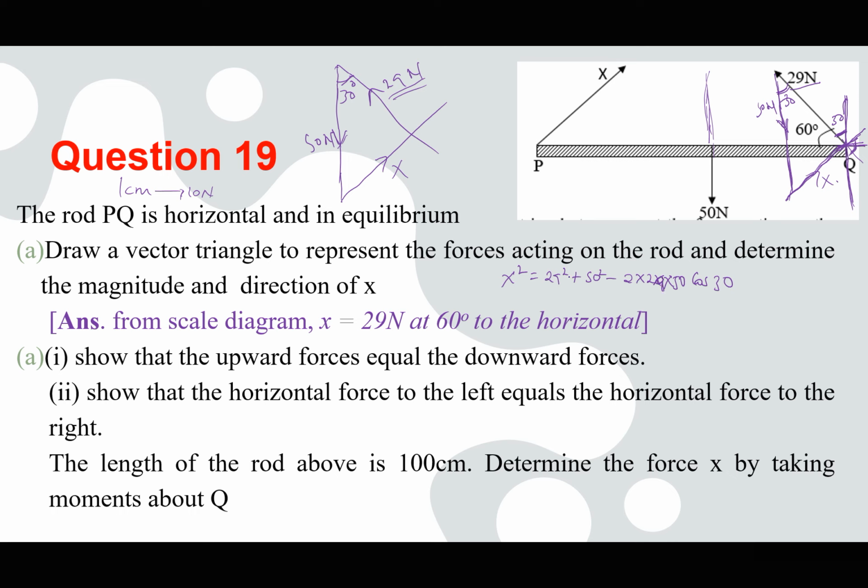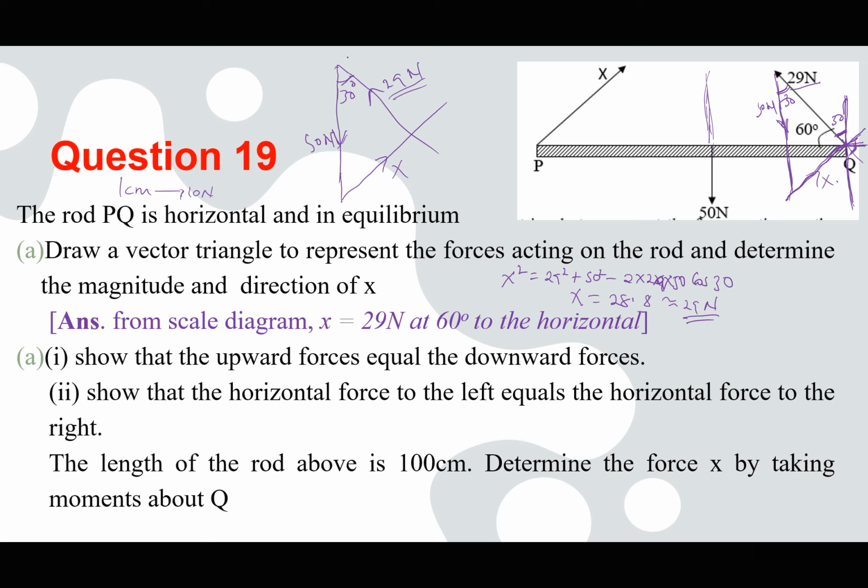So x is going to be the square root of 29 squared plus 50 squared minus 2 times 29 times 50 cos of 30, then square root. So this means x is equal to 28.8, which is approximately 29 newtons by the cosine rule.